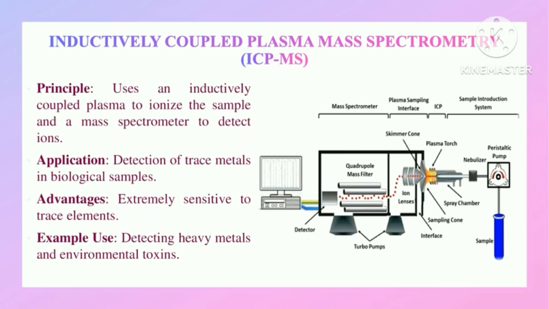Inductively coupled plasma mass spectrometry uses inductively coupled plasma to ionize the sample and a mass spectrometer to detect the ions using an ion source. The application lies in the detection of trace metals in biological samples. Advantages: it is extremely sensitive to trace elements and is used for detecting heavy metals and environmental toxins.